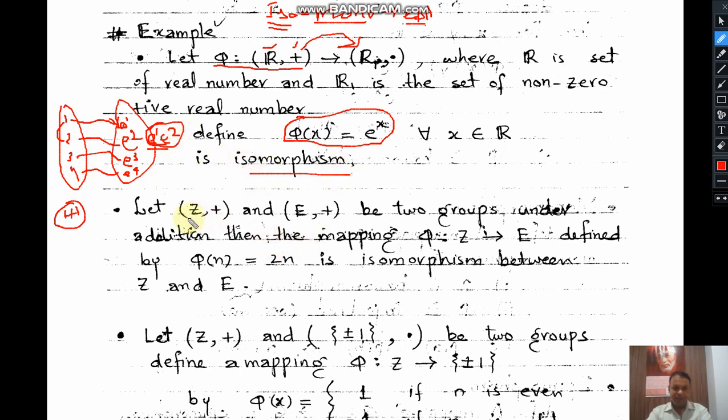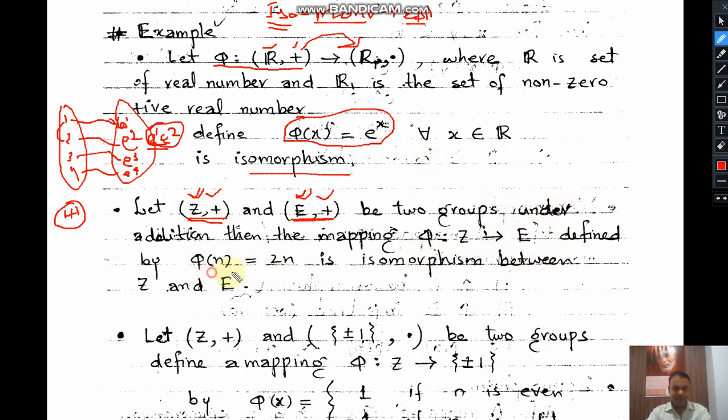Consider one more example. There is a set of integers and another set, and in both the operation is addition. This is the set of even integers, while this is the set of all integers. So we have to show whether it is isomorphism, homomorphism or epimorphism.